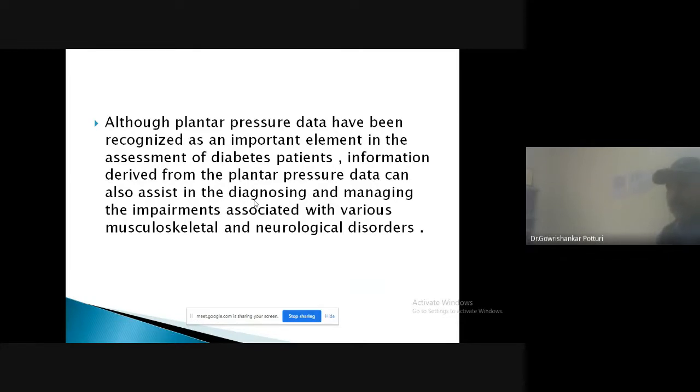In diabetic care, I mean hospitals or clinics that are specialized for diabetes, all the clients in that hospital or clinic will undergo podia scan, because it will help to identify the diabetic foot ulcers: where the pressure is high, where the pressure is low, how the musculature of the foot and the skin of the foot are. All the details can be studied in that scan. Apart from that, you can even recognize the musculoskeletal and neurological disorders through the podia scan.